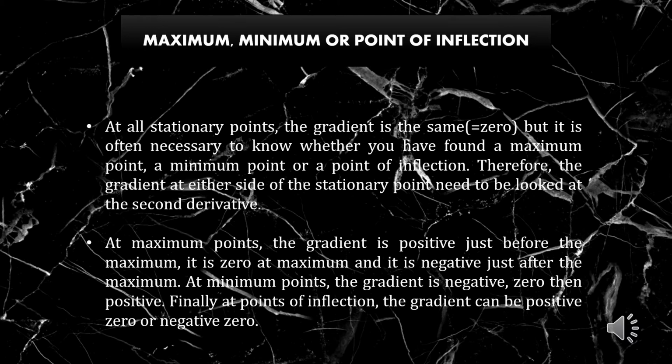At maximum points, the gradient is positive just before the maximum. It is 0 at the maximum and it is negative just after the maximum. At a minimum point, the gradient is negative, 0, then positive. And finally, at the point of inflection, the gradient can be positive, 0, positive, or negative, 0, negative.